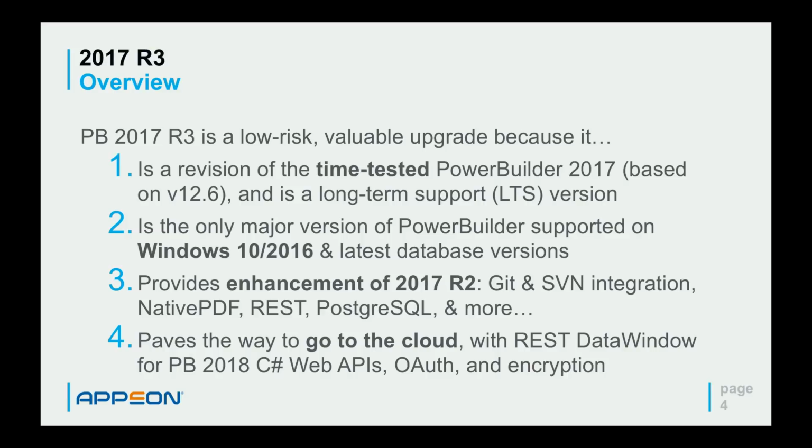But we need the client side of PowerBuilder, the apps you're developing for the desktop, to be able to interface with all these great cloud technologies. And to do that, it's really important to support OAuth as well as encryption so that you can do this cloud architecture securely. And so these are 2 key new features that are introduced in R3.